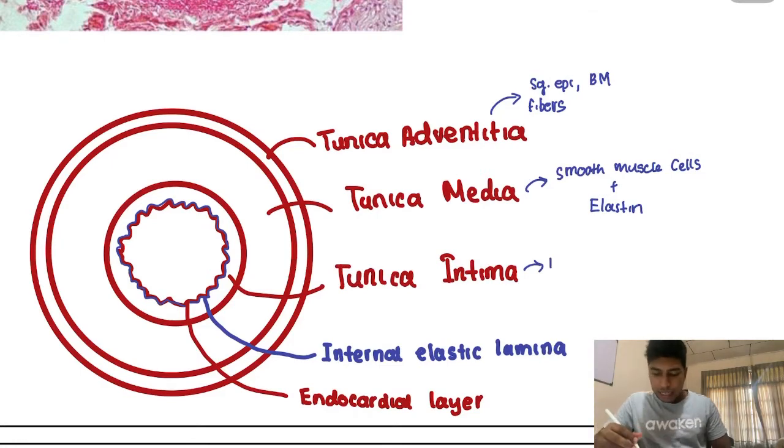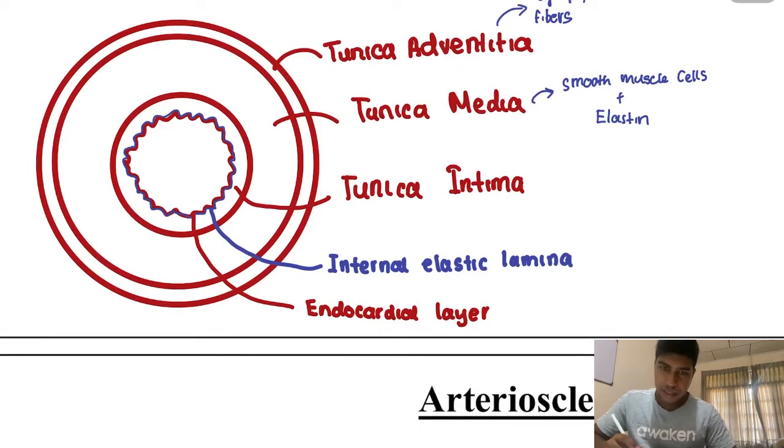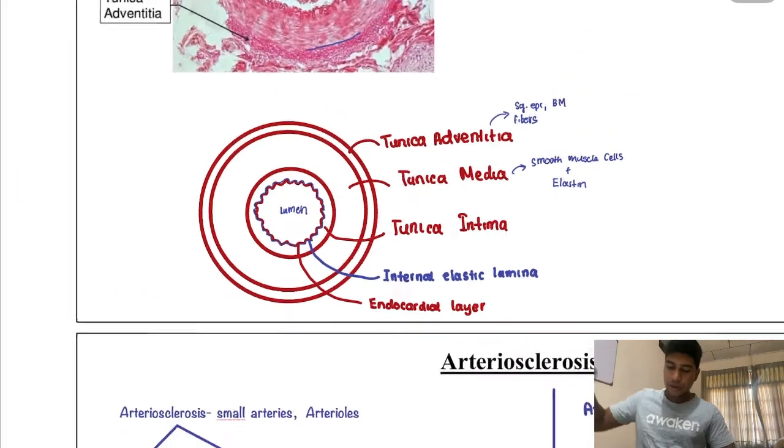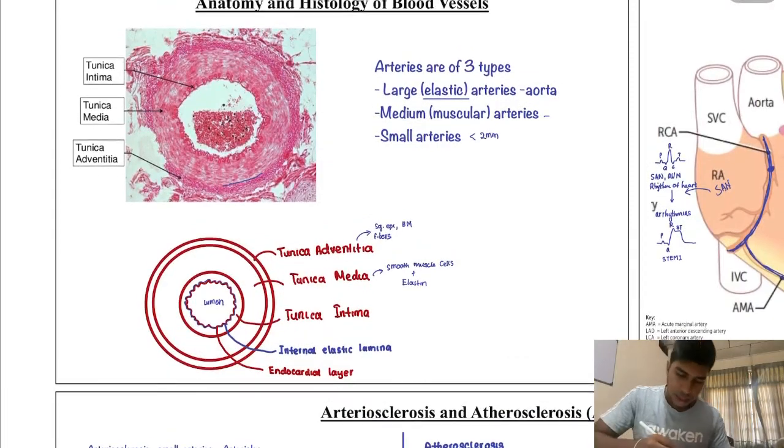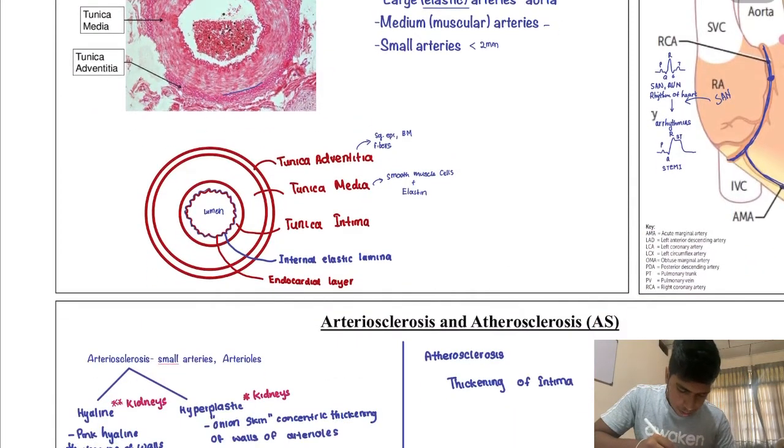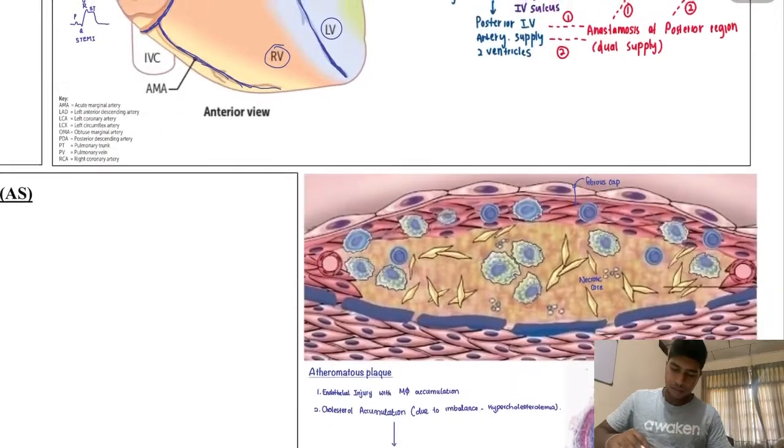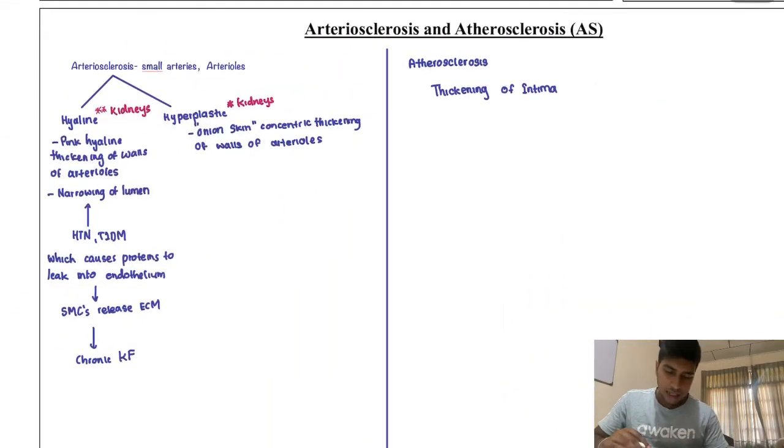And the tunica intima is the innermost layer. There's going to be a layer of epithelial cells, actually connective tissues, epithelial cells, you get those there. And just before the endocardial layer in the tunica intima, you have an internal elastic lamina. It goes just below the endocardial, the topmost layer. And this is the lumen. You need to understand the histology of blood vessels.